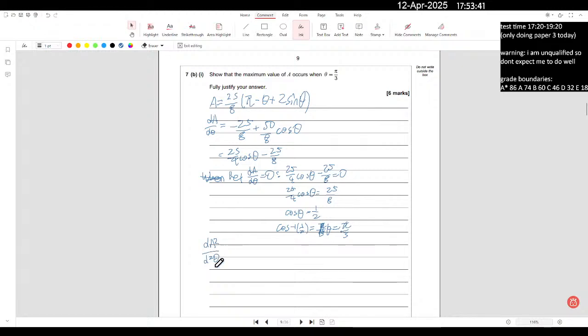Is this the correct order? Did I write the wrong thing? Is it? Who the hell cares?